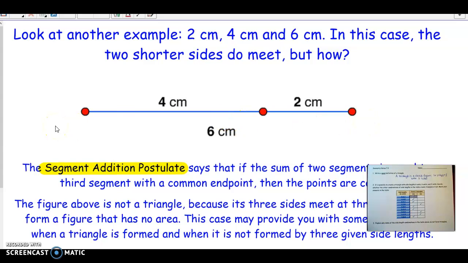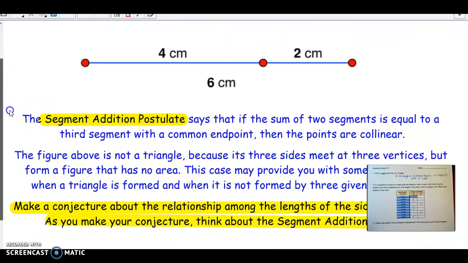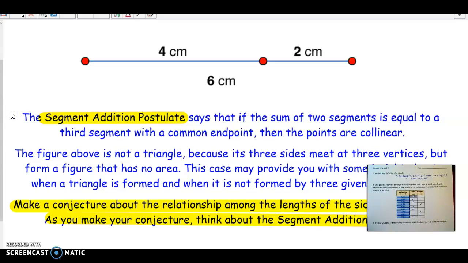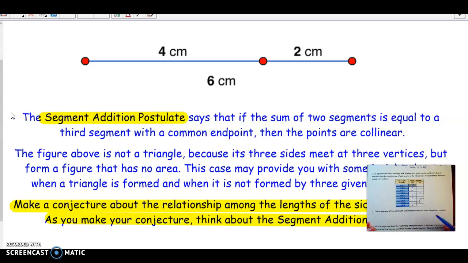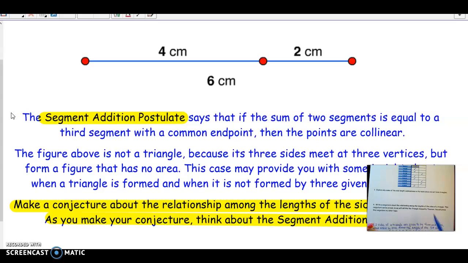So what I want you to do with your results, you can look at number 3, where you're explaining why some of the side length combinations did not form a triangle, and you could just put in your own words that your two sides wouldn't meet or they would fall flat to make a segment. But then on number 4, I want you to write a conjecture about the relationship among the lengths of the sides of a triangle. So these that work to make a triangle, why is it that they worked? So pause the video here and see if you can put that in your own words on number 4.